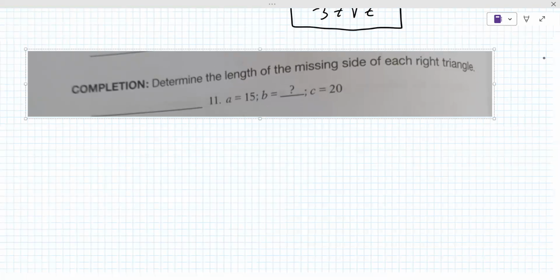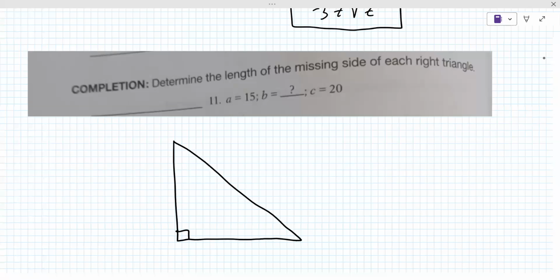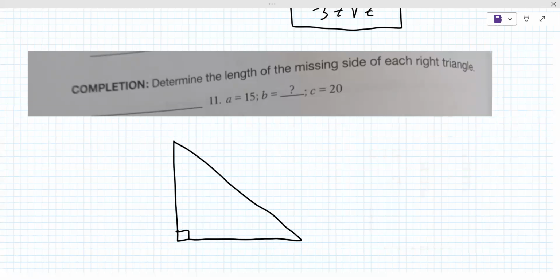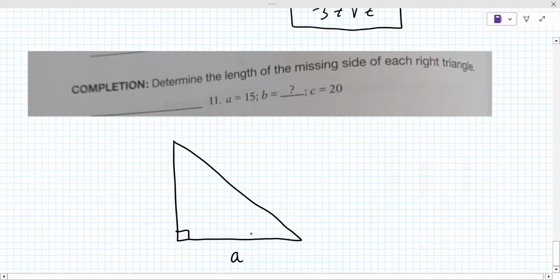So you want to draw your favorite right triangle. You want to probably draw it the same way every time. If you don't like the one on the left, we can also use the one on the right. Do you have a preference here for which one you like? The left one. Okay. So now the labeling here is important. A and B are the legs. C is the hypotenuse.